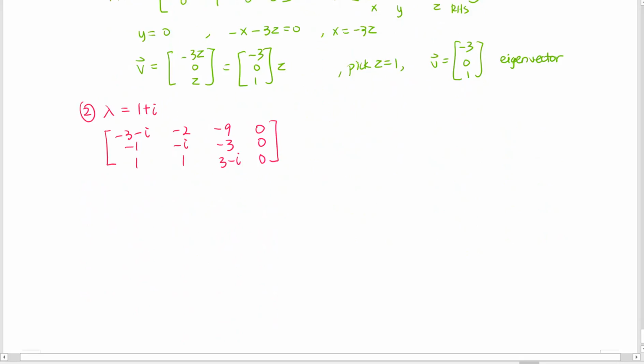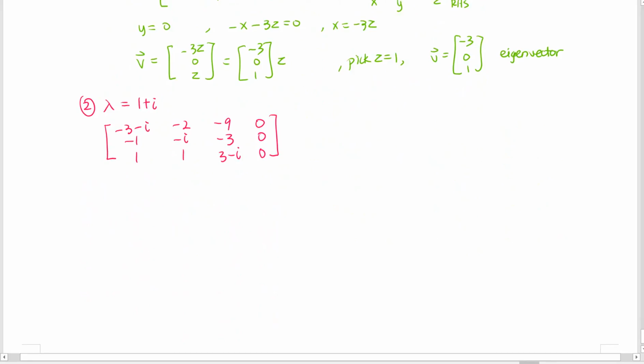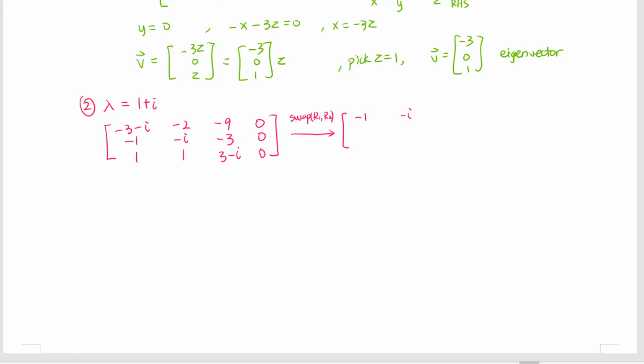Okay. Well, you can see the 1, 1, we can swap row 1 and row 2. Let's swap row 1 and row 2. Negative 9, 0, 1, 1, 3 minus i, 0. Okay. All right, let's see.